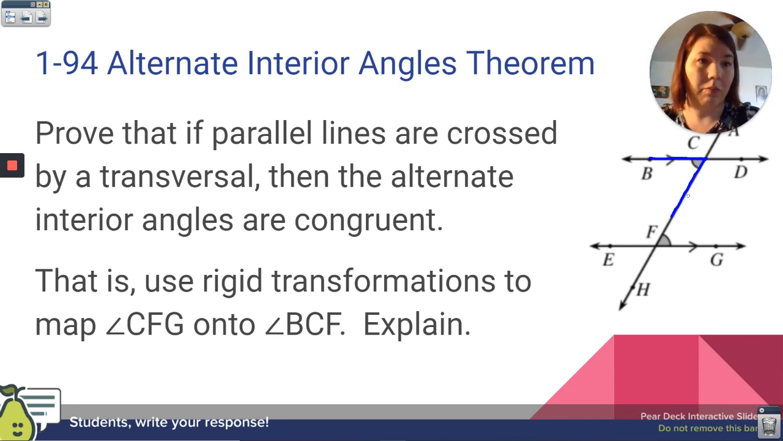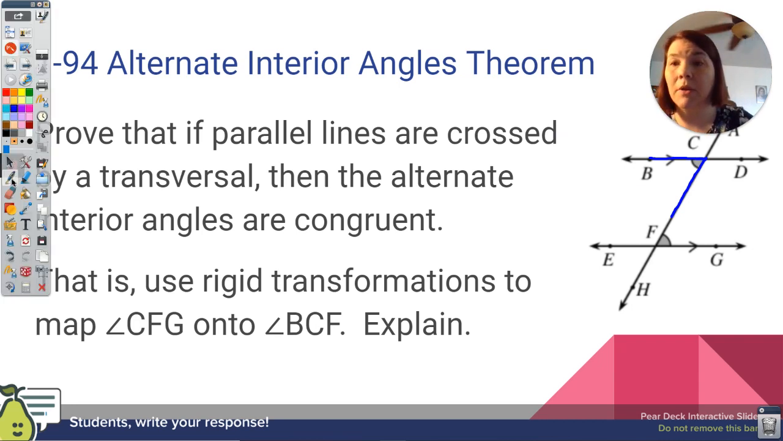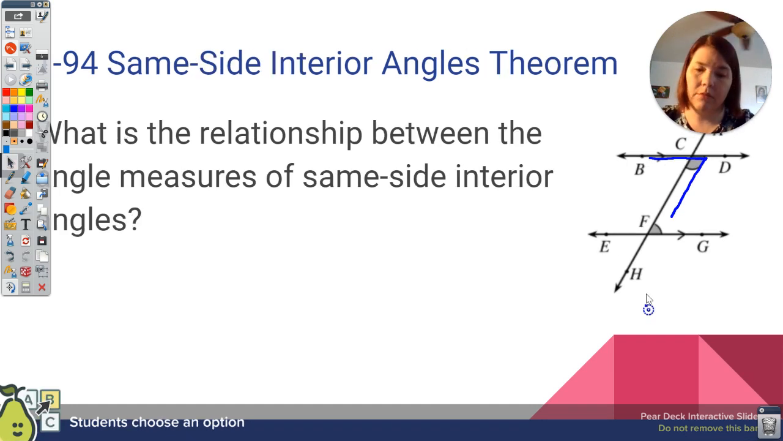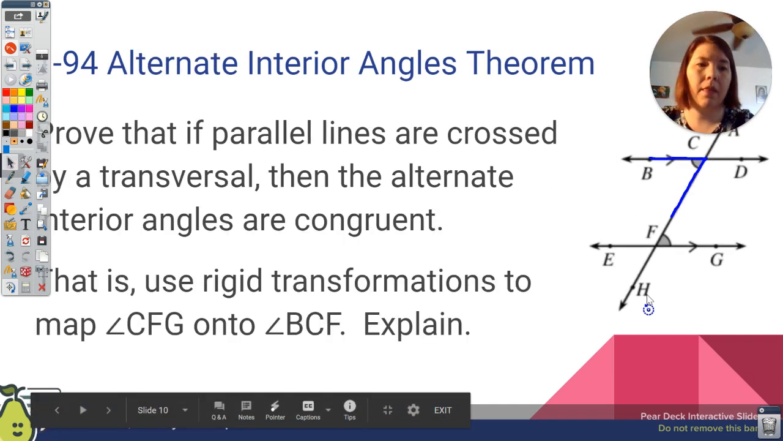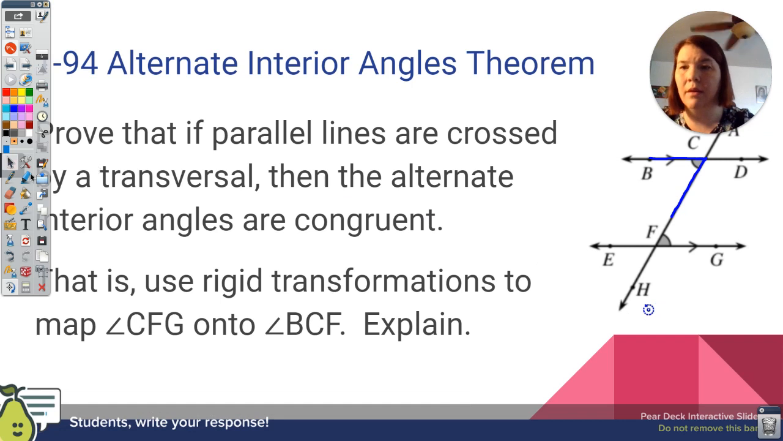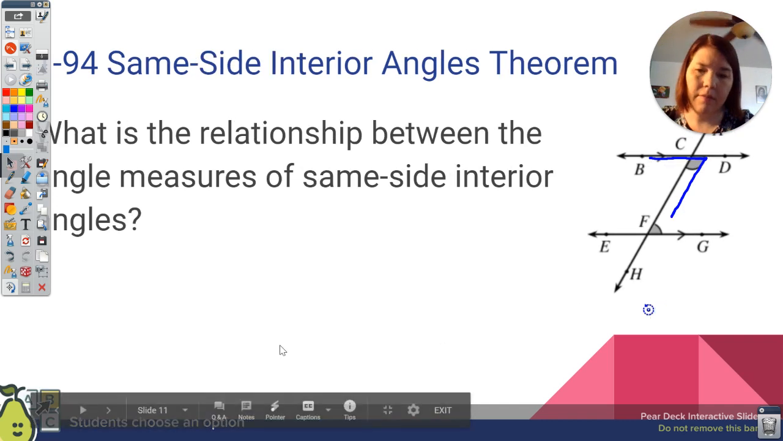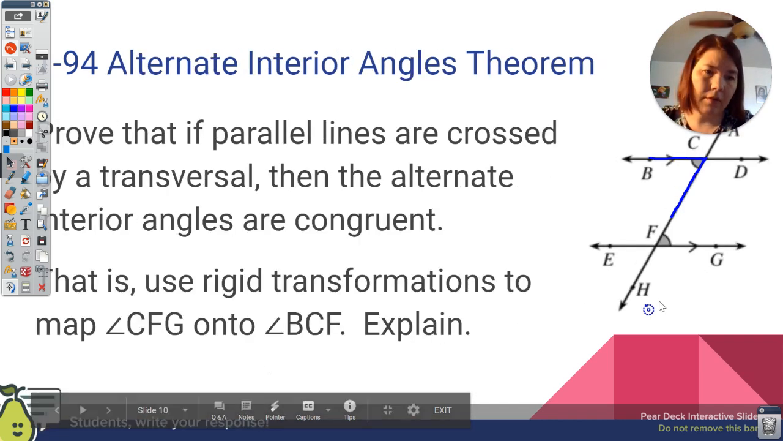If we had patty paper, we would draw on it, and then we would move it around until it lined up with the other angle. So I'm going to use my tools, and I need this one, and if you don't see it, it's this little thing right here. This guy right there. I don't know if I can move it.